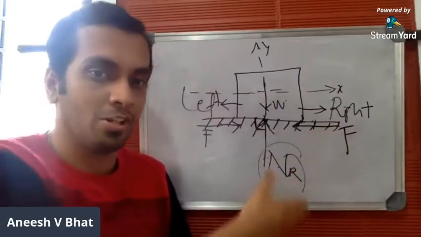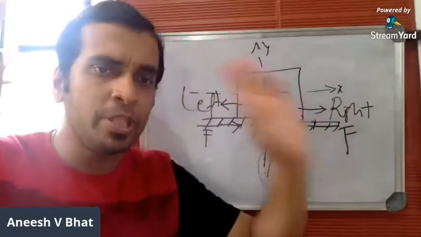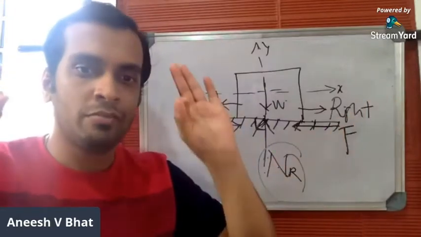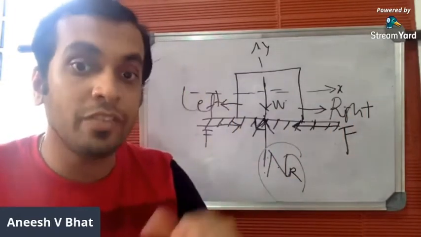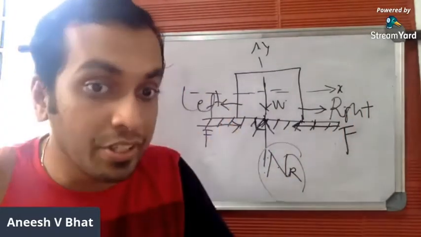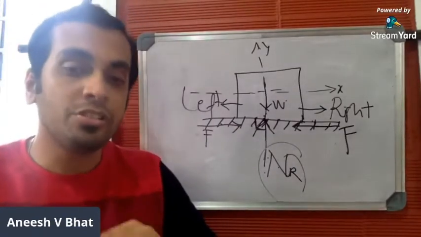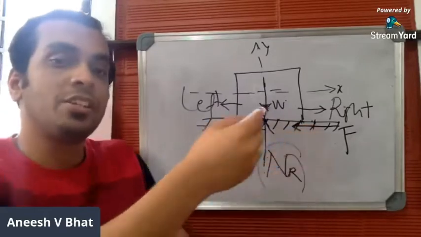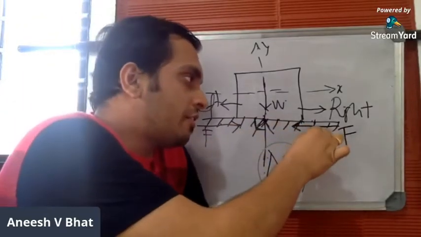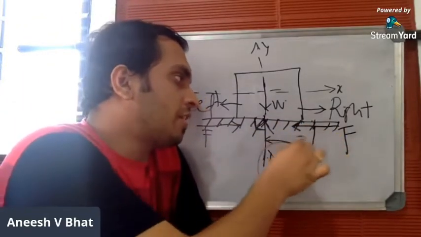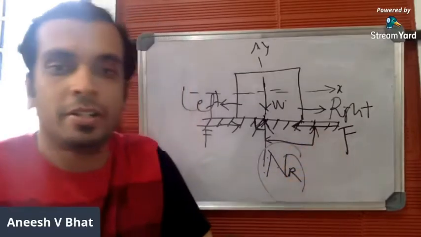You already know how to mark the normal reaction. Normal reaction will always be perpendicular to the surface, whereas frictional resistance will always be tangential to the surface. Since the frictional resistance is tangential to the surface, frictional resistance and normal reaction are mutually perpendicular.